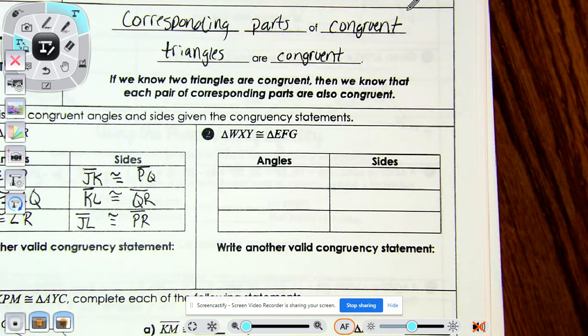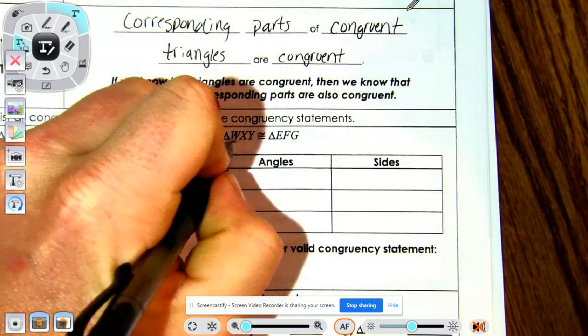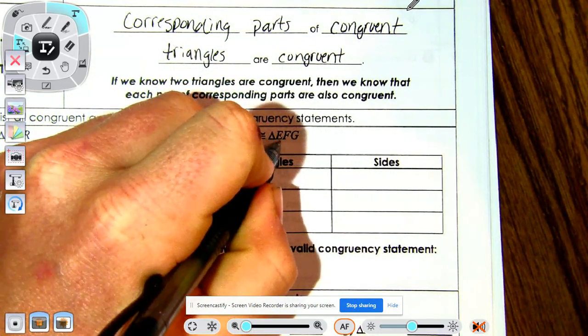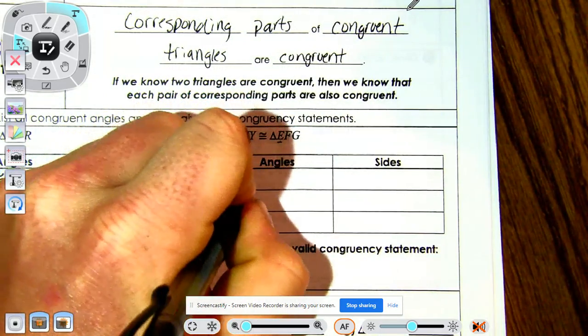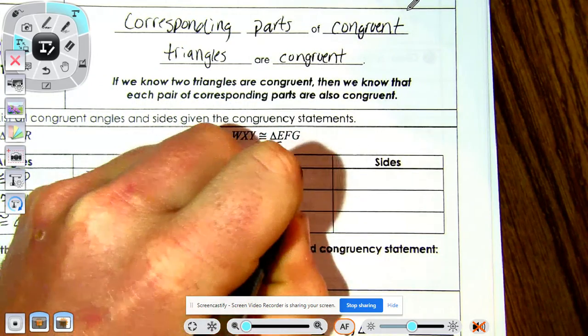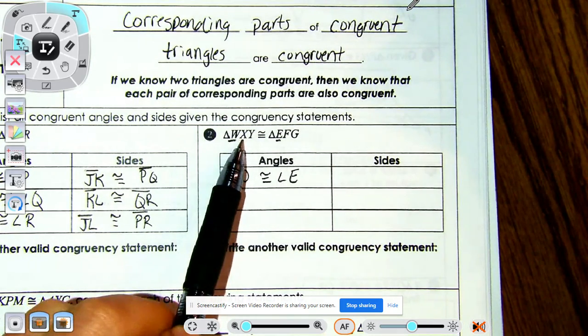So when I would be working this, coming straight from the congruency statement, I'll do my angles first. W is the first letter listed. What does that match with over here? It's going to be my E. Angle W is congruent to angle E. My next corresponding angle, X, is the second letter listed here. What does that correspond with? F.